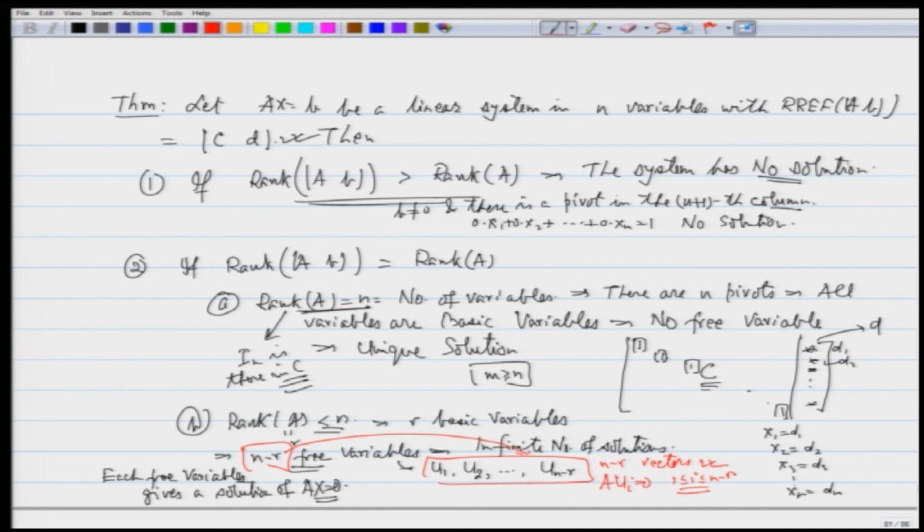So, I want you to understand that whenever you have the system Ax equal to b, whatever the size m, the whole argument is independent of the choice of m. It is only dependent on the rank of the augmented matrix, the rank of A, and the number of unknowns. It has nothing to do with m.